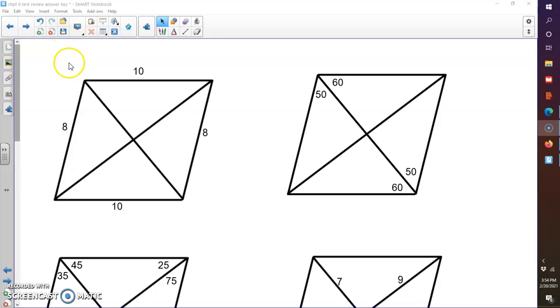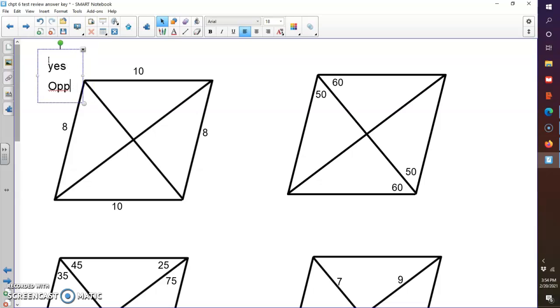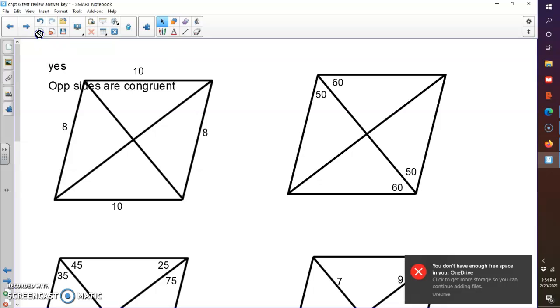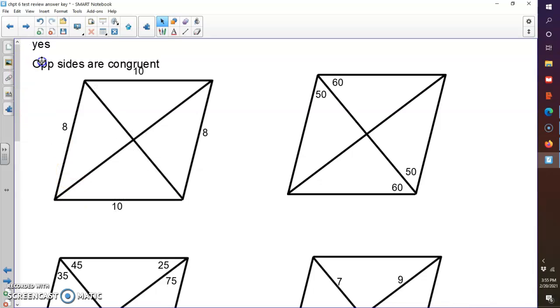Alright guys, so now we're going to move on to the next page of our review. And this is determining, is it a parallelogram or not? So our first one is yes, and it's because opposite sides are congruent. And you can absolutely shorthand here. That spot where we can all see it. Well, let's put it right there.